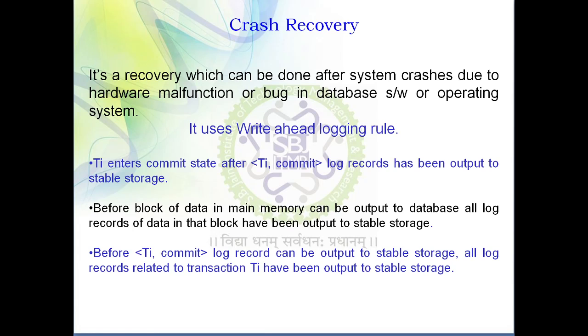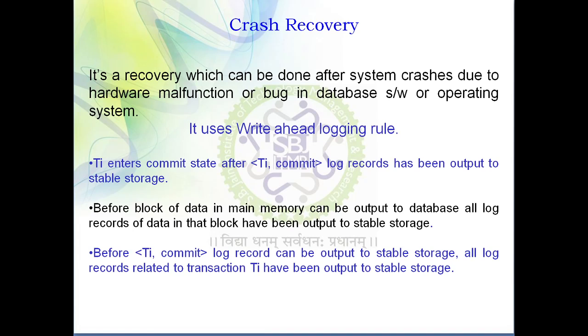Very first, here Ti represents the transaction. Transaction Ti enters a commit state after the Ti commit log has been output to stable storage. Stable storage means, say, that I am storing my data on an external hard disk, which is considered stable storage as it is not currently connected to your system. So that is the first rule: transaction Ti enters commit state after the Ti commit log record has been output to stable storage. That means I have taken the backup of that particular state.